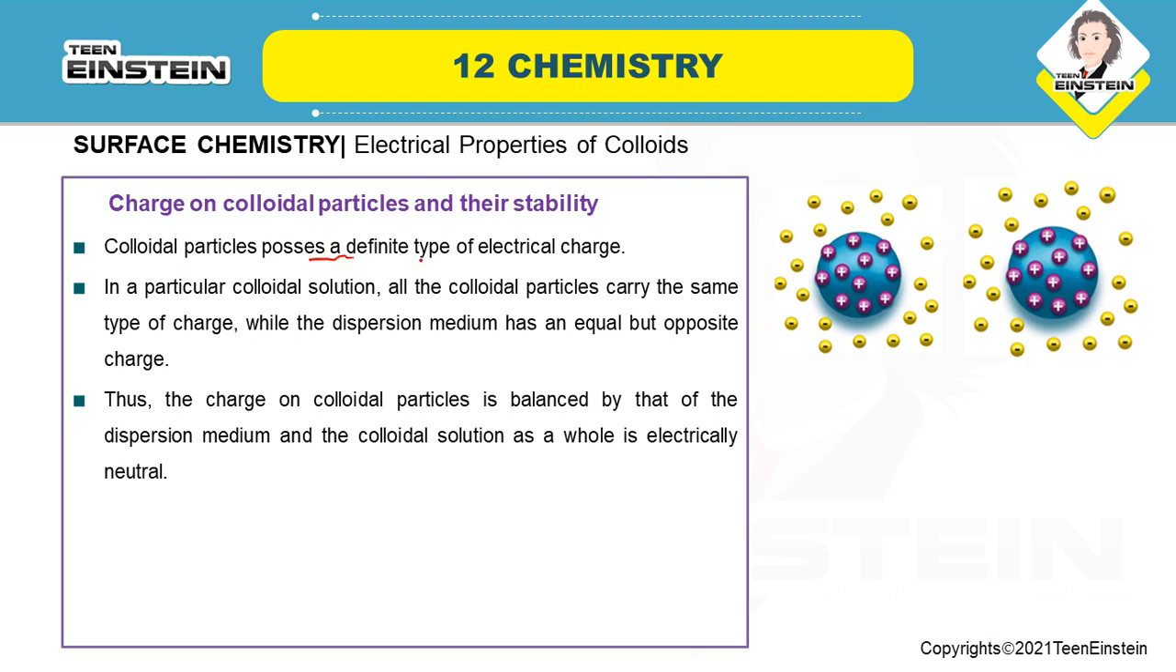Colloidal particles possess a definite type of electrical charge. It may be positive, it may be negative. Now, all the colloidal particles will carry the similar type of charge. So here we have one particle, this is another particle, you can see it is carrying positive charge. Now when we are talking about dispersion medium, this is the dispersion medium. In the dispersion medium, there will be equal but opposite charge. So here we have negative charge because positive charge is present on the colloidal particles.